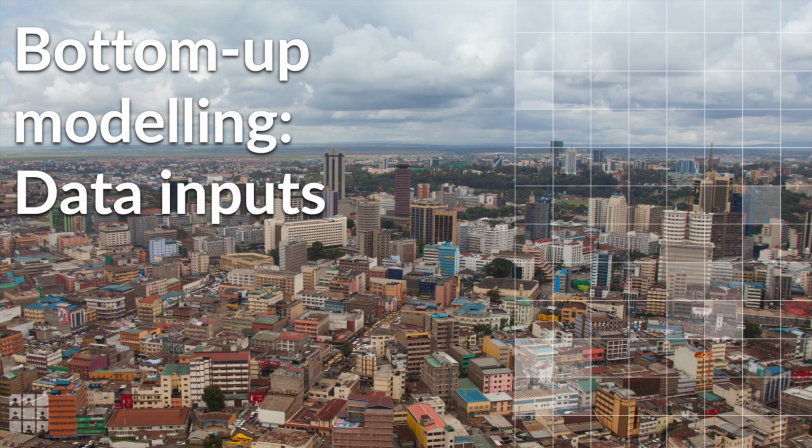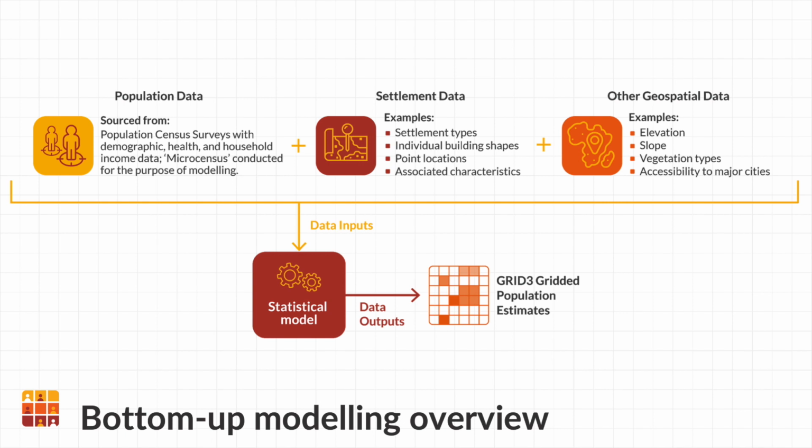First, I will talk about the input data to bottom-up modeling. The bottom-up modeling approach combines population data from small and well-defined geographic areas with geospatial data, mostly derived from satellite imagery. This input data is fed into statistical models that produce high-resolution gridded population estimates. The 3 essential input data describe population, settlement, and geographic context.